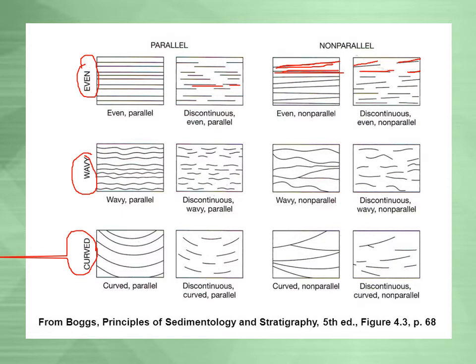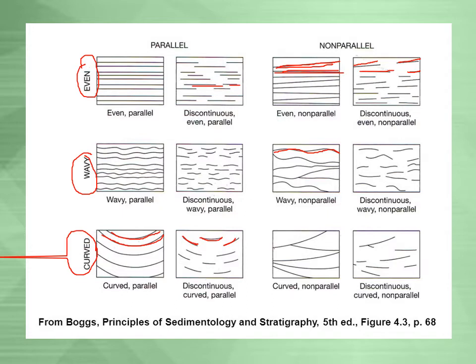In this picture, the bounding surfaces are curly or wavy, they are continuous, but these bounding surfaces are not parallel to each other. Here bounding surfaces are wavy, discontinuous, and non-parallel. In the bottommost row, all the bounding surfaces are curved, but they are parallel and continuous. In this picture, the bounding surfaces are curved, they are discontinuous but parallel.